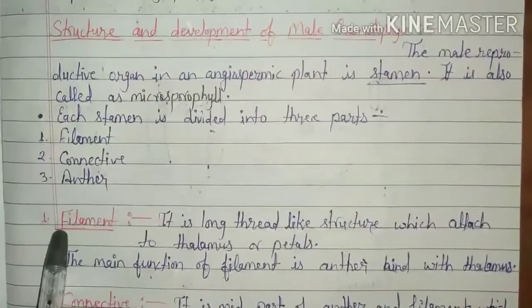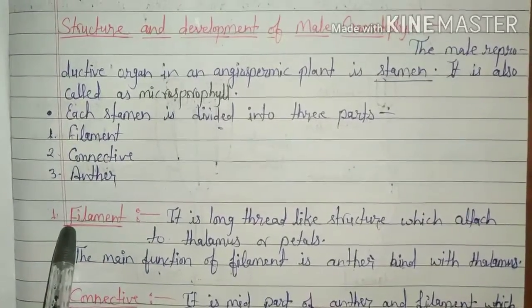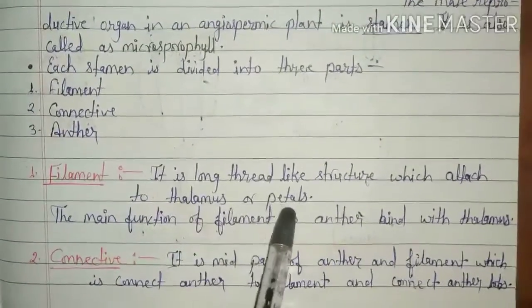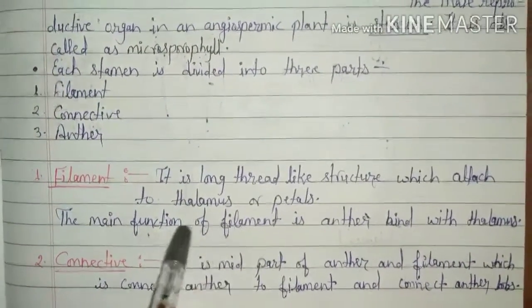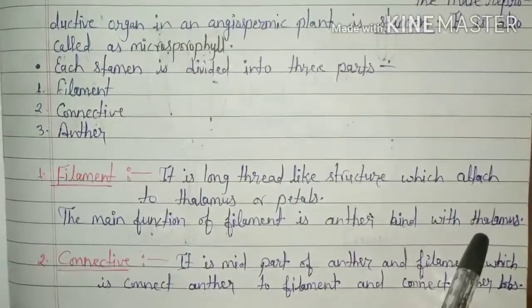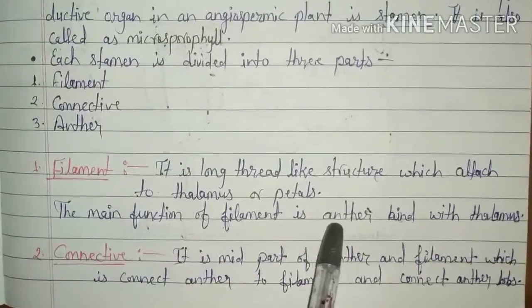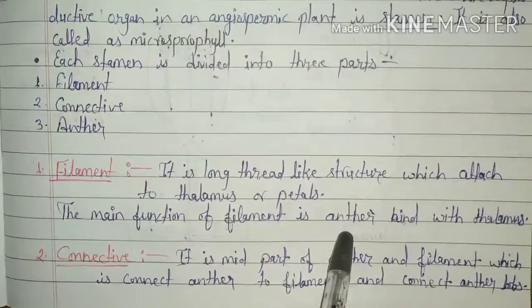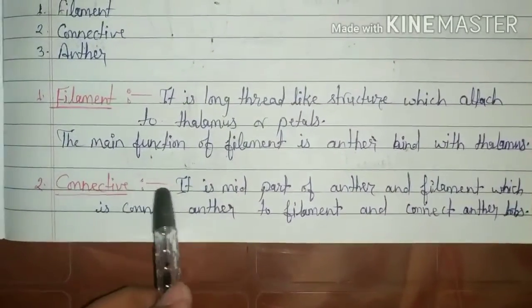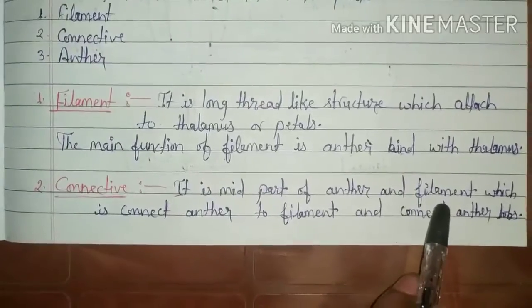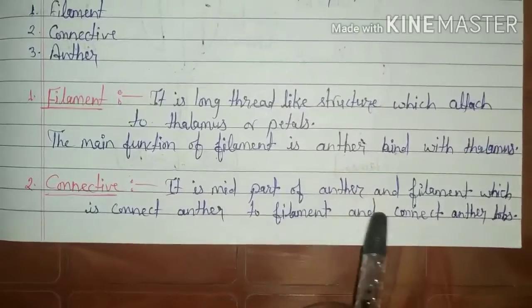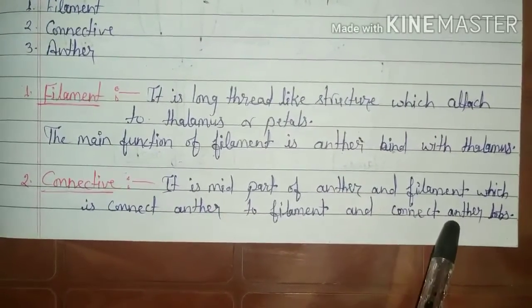Filament is a long, cylindrical and sterile stalk-like structure which attaches to the thalamus or petals. The main function of the filament is to attach the anther to the thalamus. It only provides attachment to the anther. Second part, connective. Connective is the mid part between anther and filament, which connects the anther to the filament and connects both lobes of the anther.